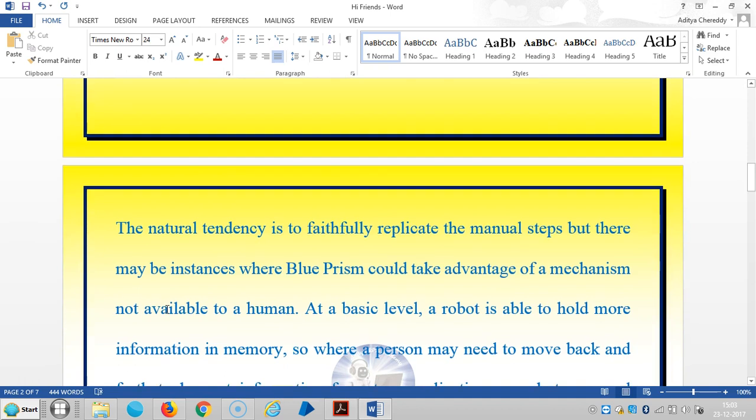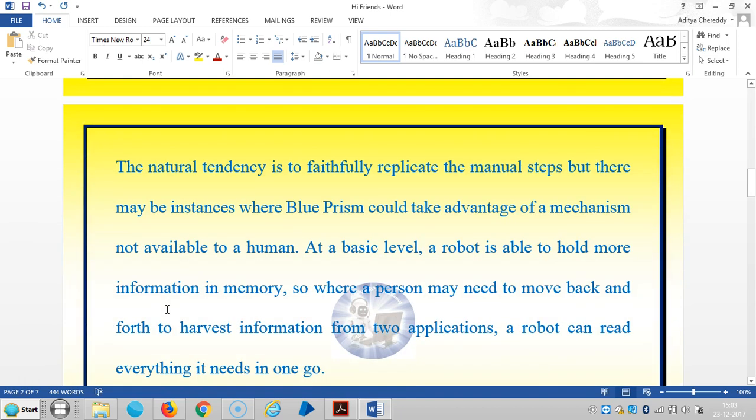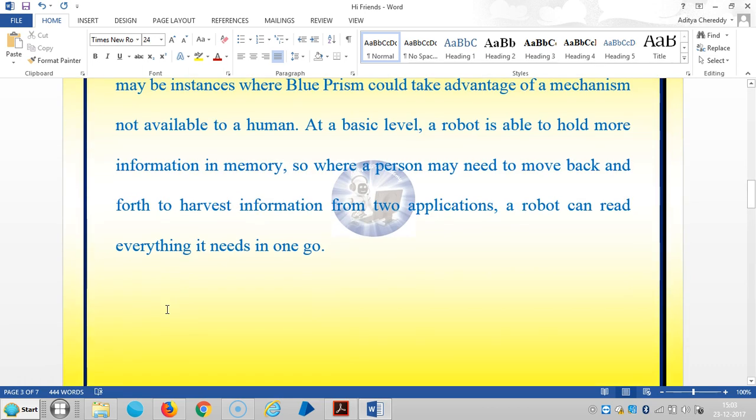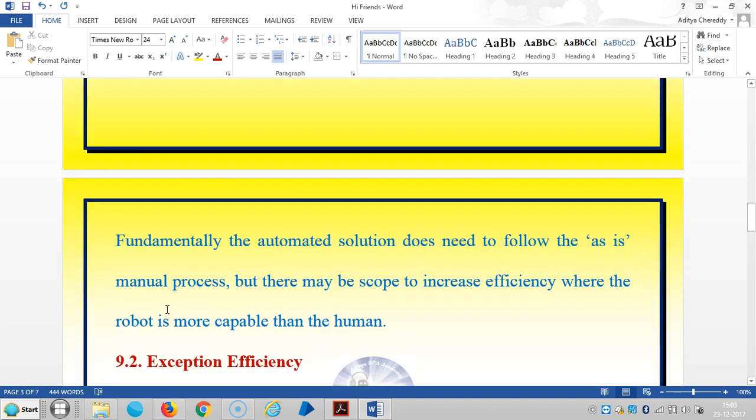The natural tendency is to faithfully replicate the manual steps, but there may be instances where Blue Prism could take advantage of a mechanism not available to a human. At a basic level, a robot is able to hold more information in memory, so where a person may need to move back and forth to harvest information from two applications, a robot can read everything it needs in one go. Fundamentally, the automated solution does need to follow the as-is manual process, but there may be scope to increase the efficiency where the robot is more capable than the human.